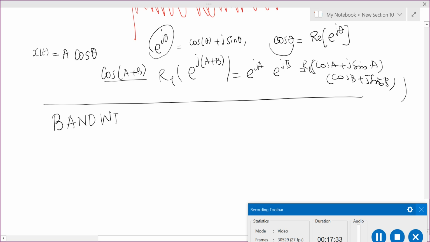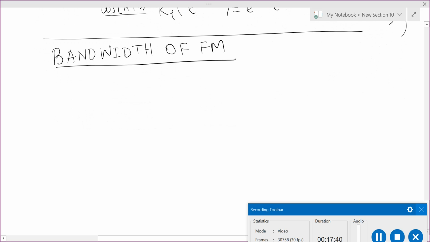So we will use this concept to derive the bandwidth of FM, the bandwidth of a frequency modulated signal, or the same applies to phase modulation. First of all, in frequency modulation, this term appears repeatedly, the integral of m of alpha d alpha. I will represent it by a of t so that I don't have to write this integral again and again.